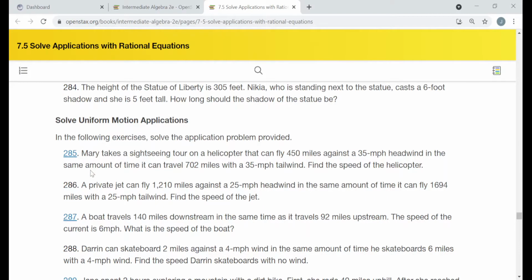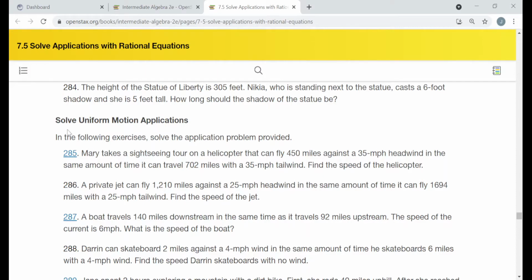One request I have of you is that when I start a new question, pause the video and try to work on it yourself first. Then watch me do it and compare your work with mine and see how you're grasping the material. Because if you're just watching me work on it and not practicing yourself, you're probably not learning much of anything.